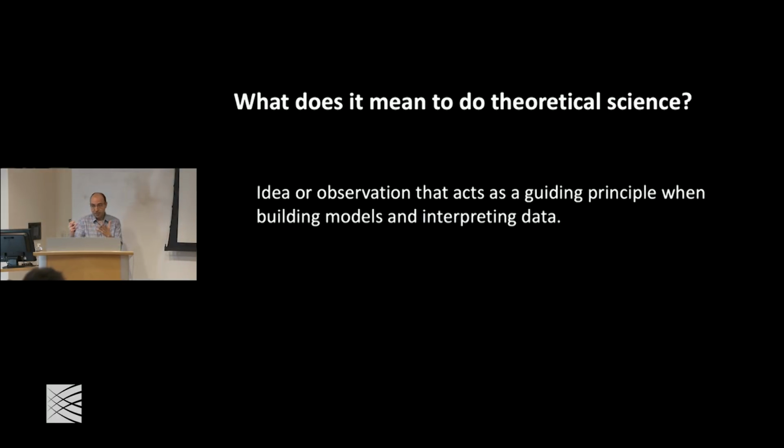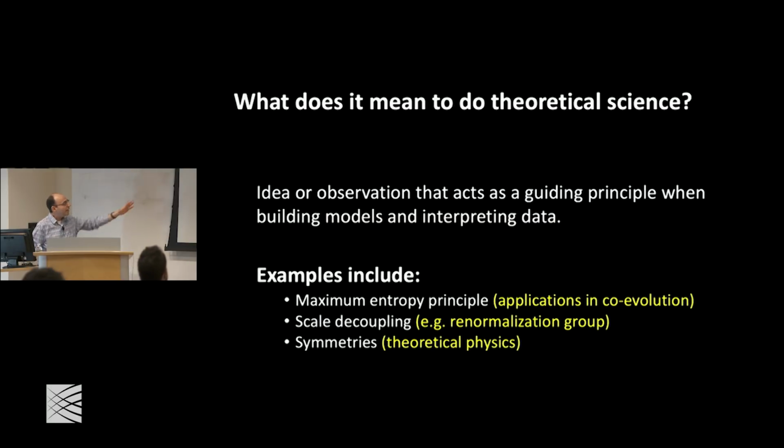One version of what theoretical science is, is that one has an observation or an idea that acts as a guiding principle, as a prism to interpret both data and to do model building. There have been many examples of this, things like the maximum entropy principle, which has been the underpinnings of co-evolution, but in other areas, say in physics, things like scale decoupling and symmetry have showed up repeatedly and have led to very important breakthroughs in the physical sciences, at least.